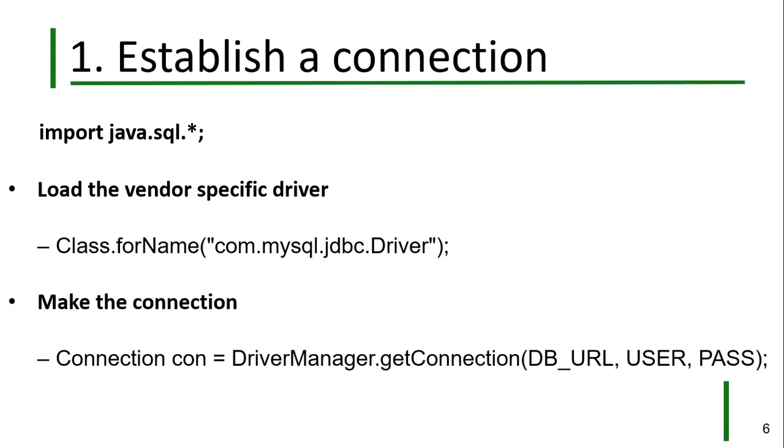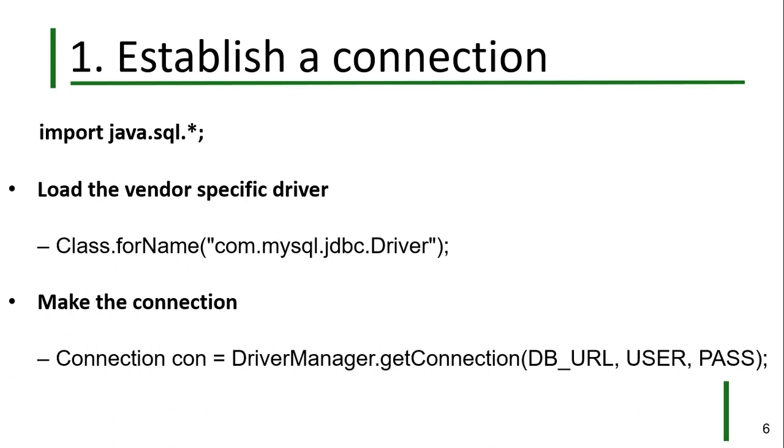The next thing that we will be doing is creating a connection. In order to create a connection, we will be using a Connection object, and we take the help of the DriverManager. We have to write it in this fashion: DriverManager.getConnection, and there are three most important parameters that we need to pass to this getConnection function. The first thing is the database URL that we need to pass down.